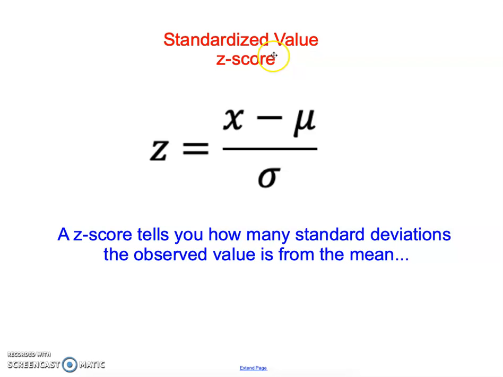This number of standard deviations concept is called a standardized value. Write this down in your notes, z-score. The value you're looking at minus the mean divided by the standard deviation. What does it tell you? It tells you how many standard deviations the observed value is above or below the mean.